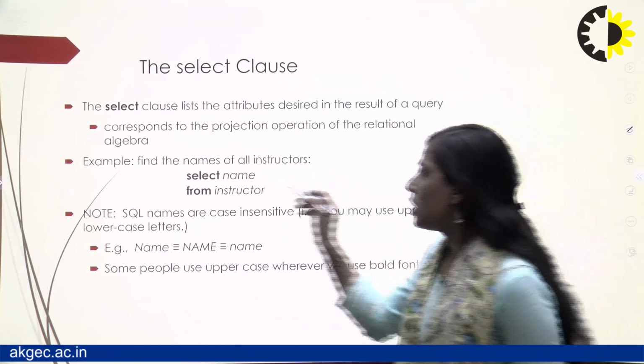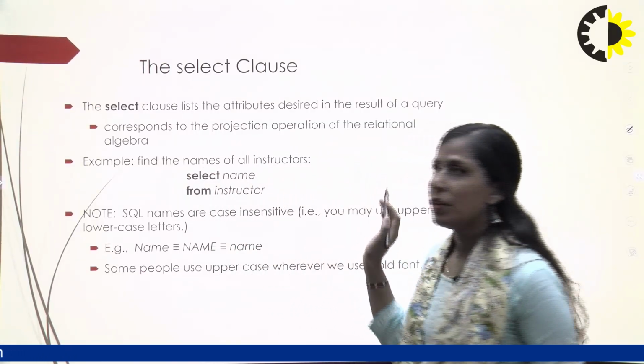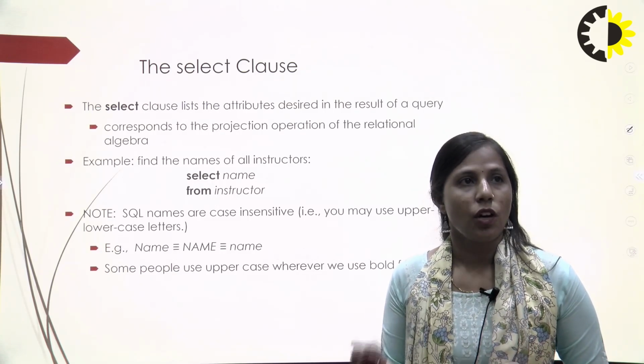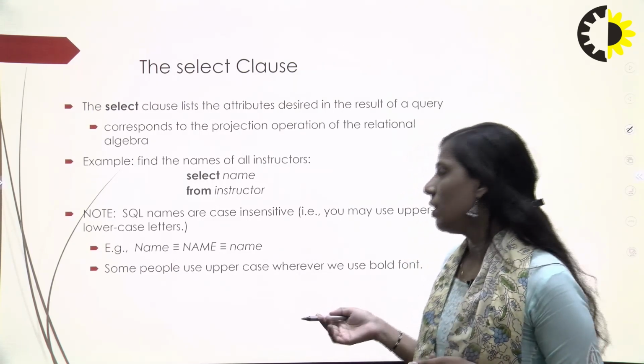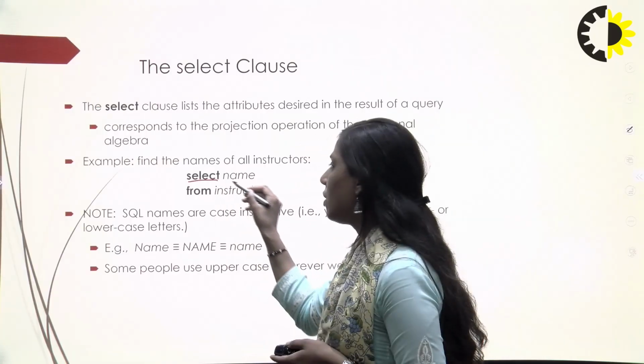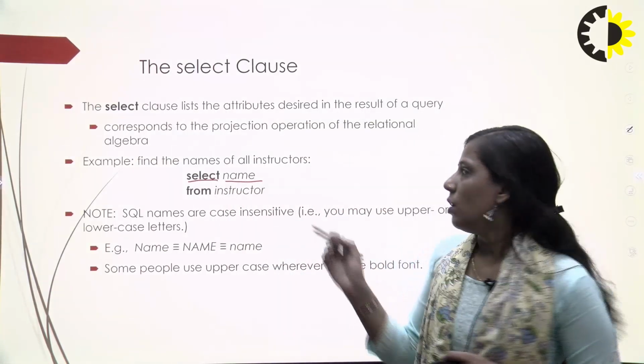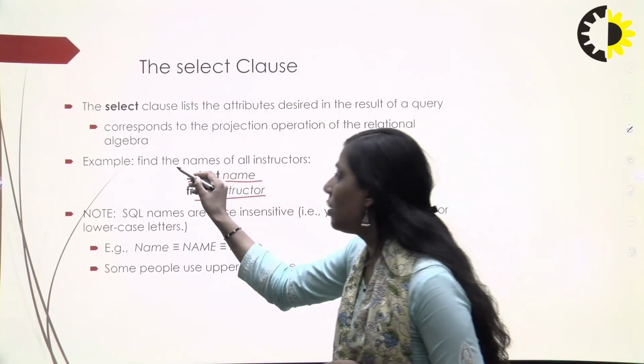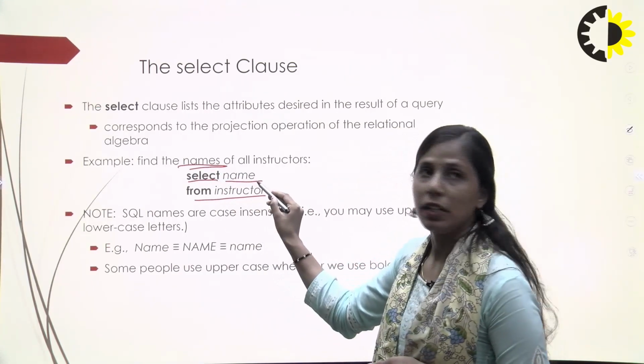Now, this is the query. For example, find the names of all the instructors. If we require the names of all the instructors, then what query can we write? We write select, and we have to define only name, from which table? That is the instructor table. So if we require only the names, we mention only name here.